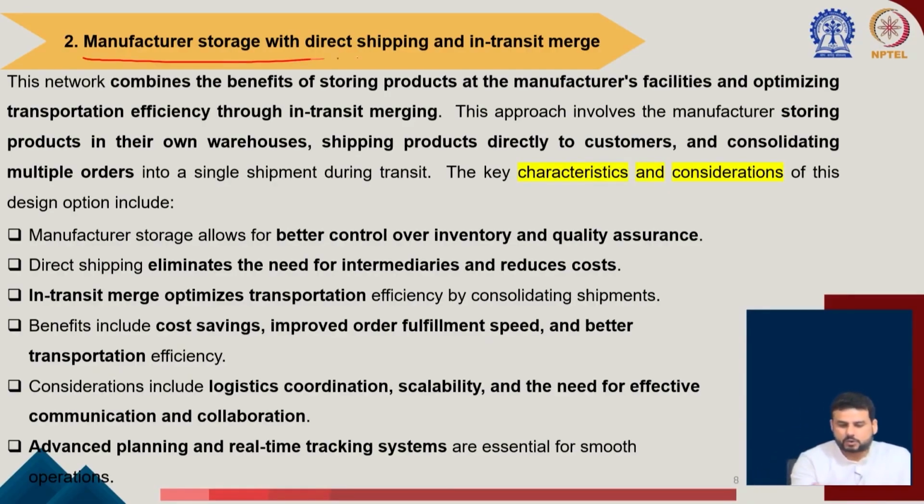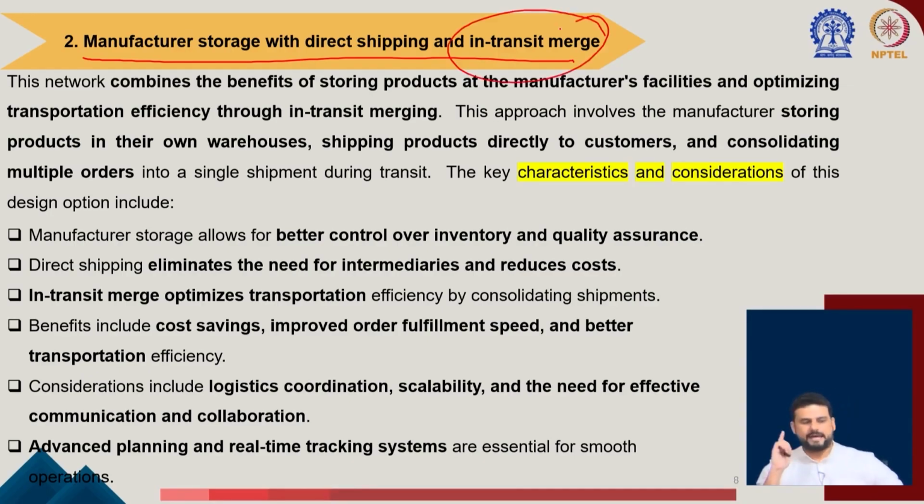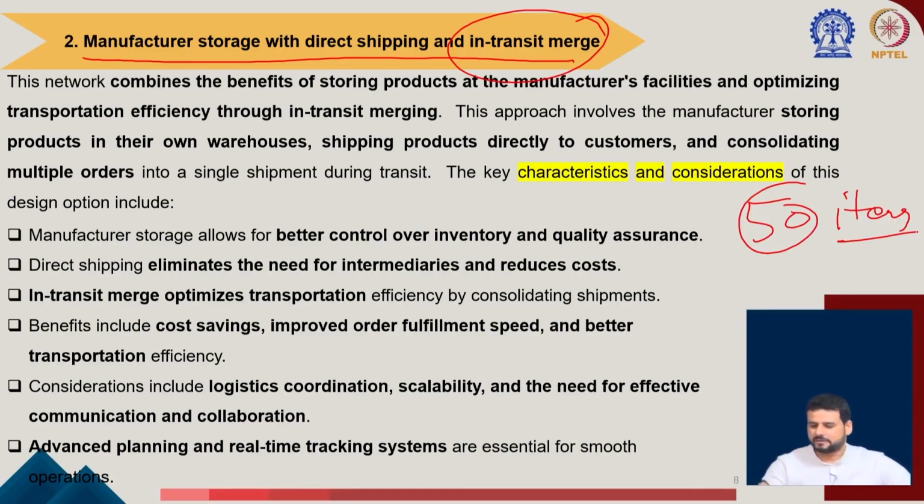Second is manufacturer storage with direct shipping and in transit merge. It is similar to the first one, but the difference is in transit merge. Let's say I have placed an order of 50 grocery items on Amazon Fresh. Maybe Amazon has taken those 50 items from, let's say, 4 vendors. So now these items will be reaching the fulfillment center at different times.